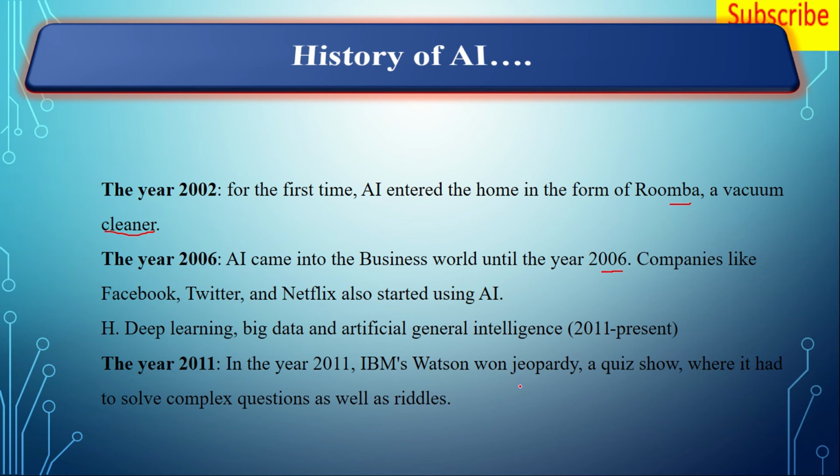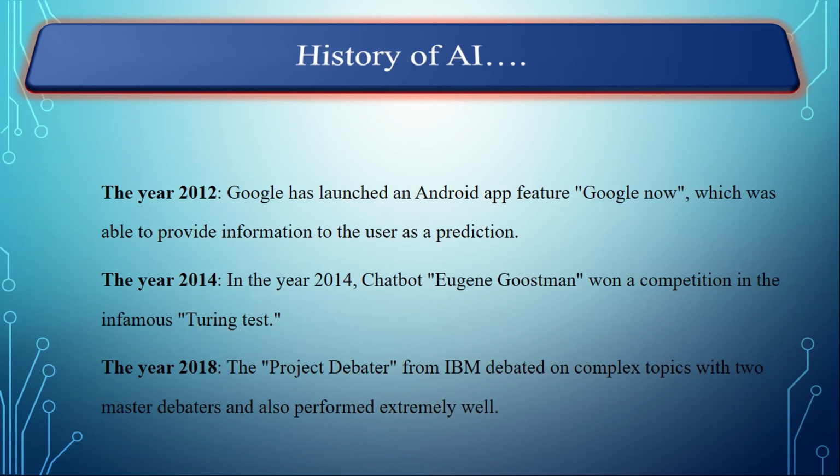In the year 2011, IBM's Watson won Jeopardy, a quiz show where it had to solve complex questions as well as riddles. With fast decisions, reliable, accurate and fast, the qualities we said are advantages were applied. In 2012, Google launched an Android application feature, Google Now, which was able to provide information to the user as a prediction. Google Now, an Android application for a prediction system, launched for the first time in 2012 by Google. Good.